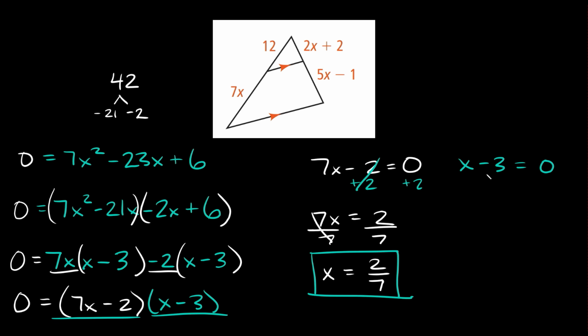Now over here, to solve for x, we could just add 3 to both sides. So we get that x is equal to positive 3, right? And there's your other answer for x.